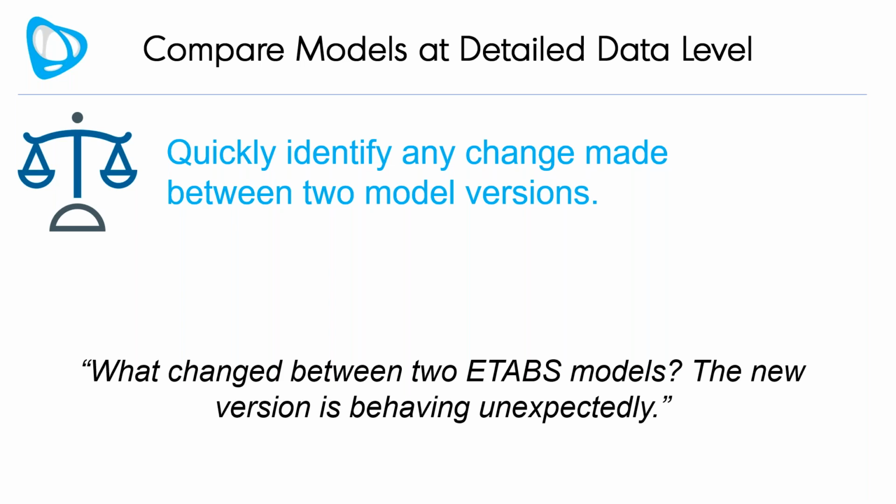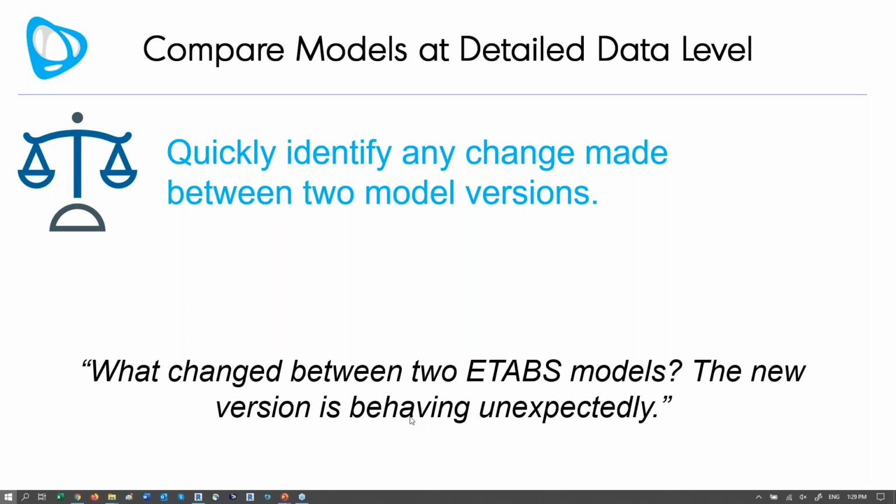So the use case is, I'm a project manager. I've just been presented with 2 sets of models. One of my team members comes to me and says, look, I just don't know what happened with one of my ETABS models because the new one is behaving totally unexpectedly, and I just have no idea what changed, because you might even have multiple people touching the model. So what we want to find out is what could have possibly changed between two models. So how do we do that?